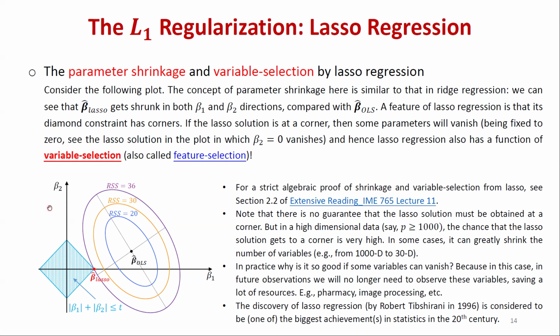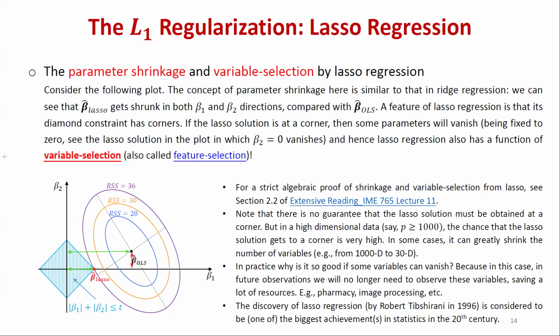The point is here. Let me ask you, first of all, for beta 1, isn't it smaller? In my original OLS, the beta 1 is here. And then in the lasso solution, beta 1 is here. So indeed it's shrinkage. And the most significant point is in beta 2, because in beta 2, it's not only a shrinkage, but a vanish.